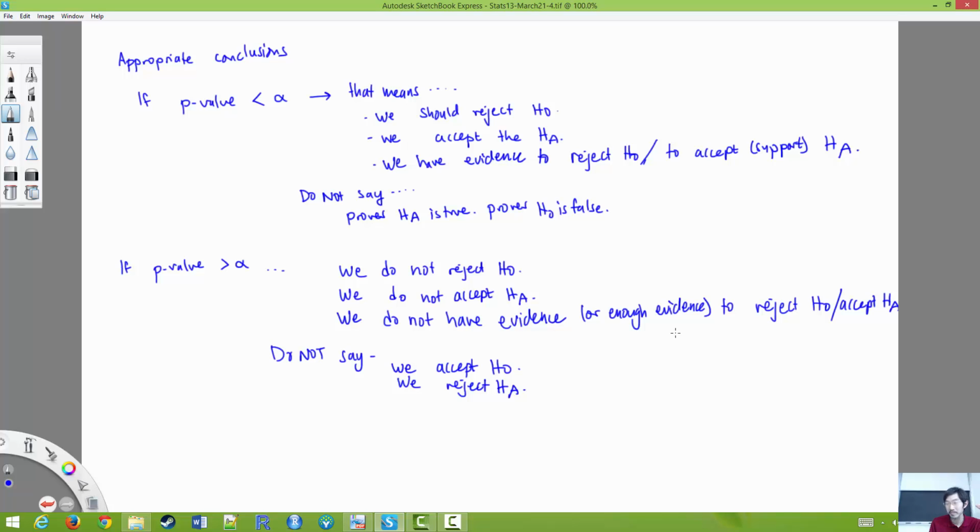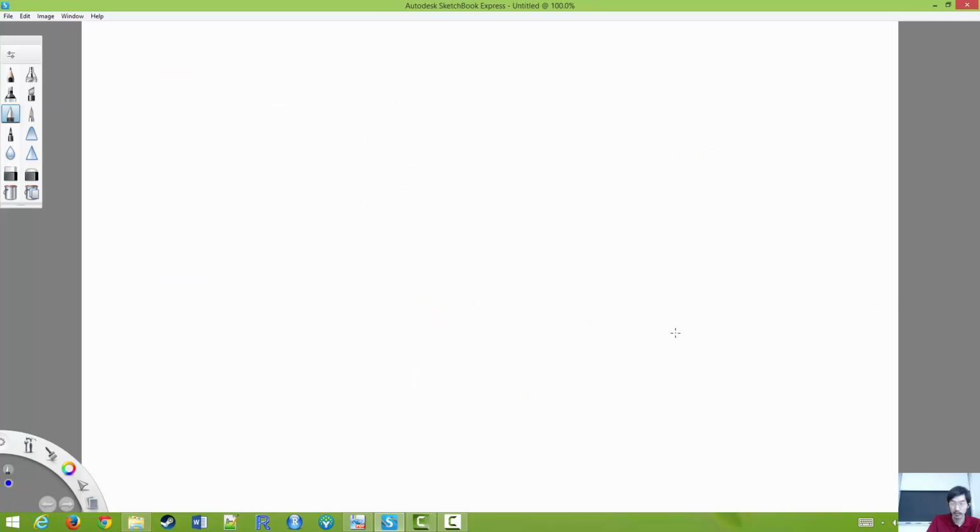Is that okay? Okay, so let's try an example here. Let's say we do a t-test for paired data. And let's say, whatever happens in the test, your p-value ends up bigger than alpha.